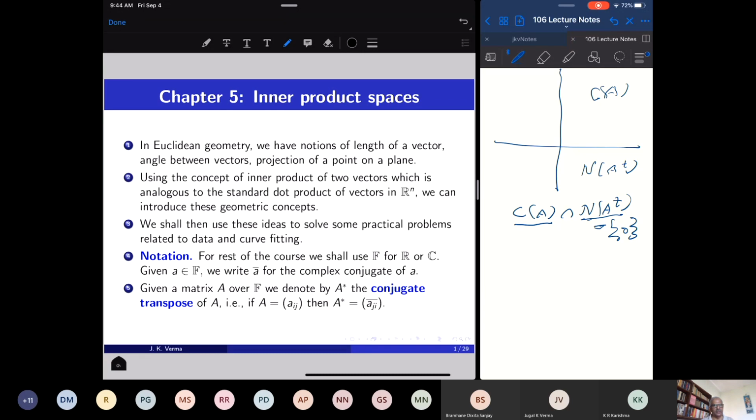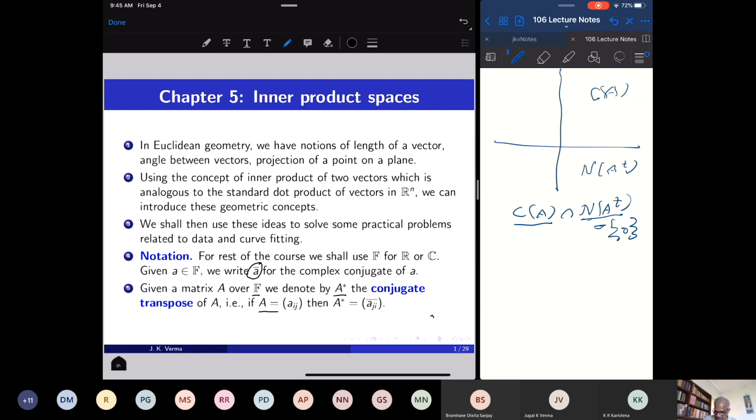So for the rest of the course, the field of scalars will be either the real field or the complex field. When I have a in F, we will write a bar for the complex conjugate. And if I have a matrix A where the entries are taken from this field, which can be real or complex, by A star we mean the conjugate transpose.